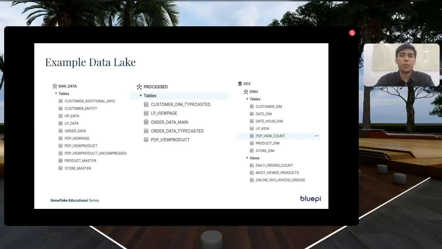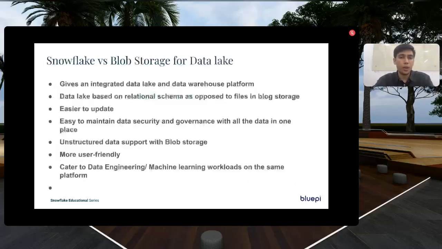So this is what a modern data lake architecture would look like in Snowflake. Now we are on to our last slide. Here I just want to compare Snowflake with blob storage. Most of the points I've already covered. I'll just read this out.